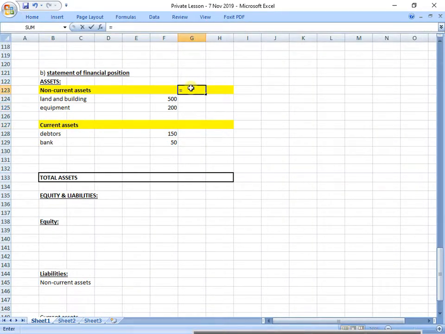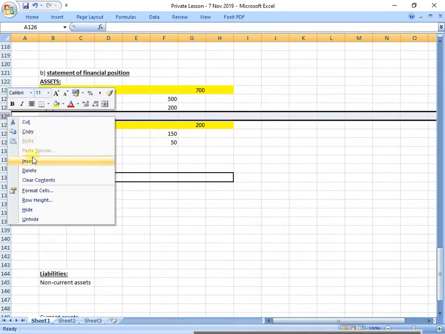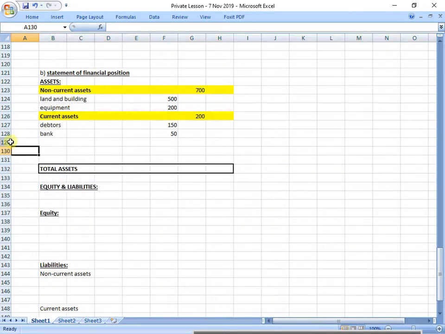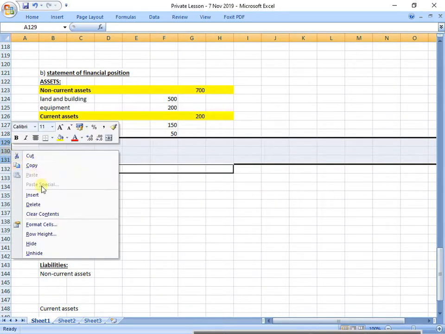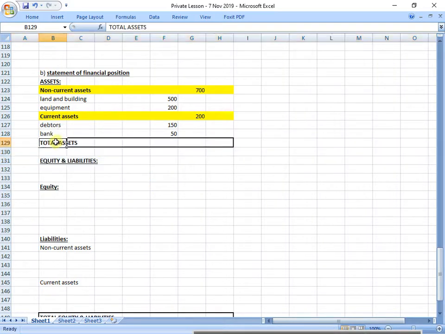Add. Current assets, same thing. Add. Okay, so now I've got the totals. You see that? Still following? Okay. Can I get my total assets? Yes, I can. Add up again. Non-current plus current. 900 assets. Okay, so now I know how much assets this whole company has.